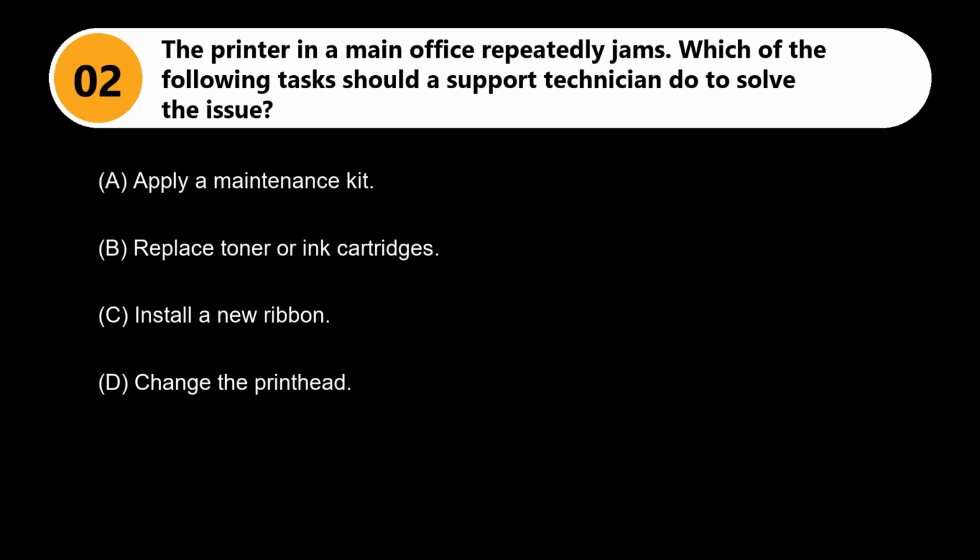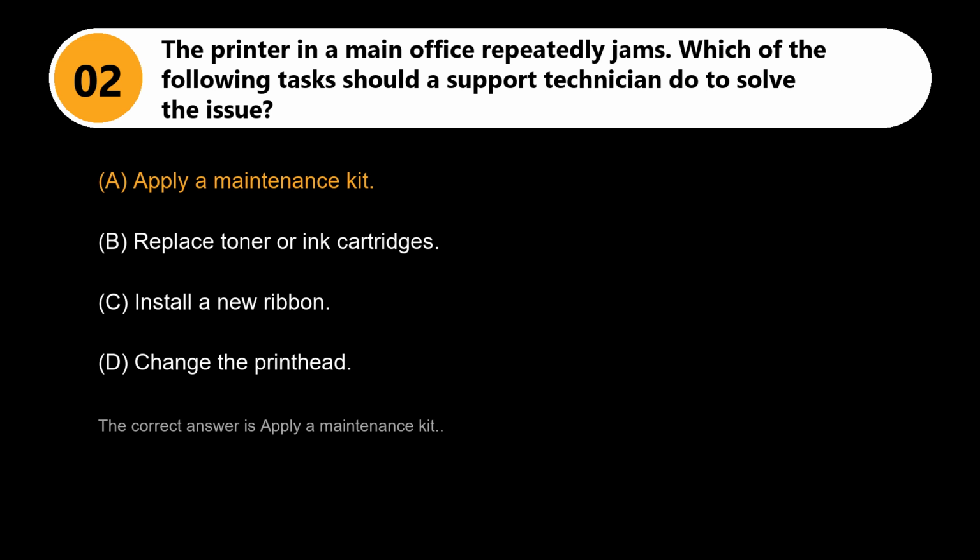Question 2. The printer in a main office repeatedly jams. Which of the following tasks should a support technician do to solve the issue? Option A, apply a maintenance kit. Option B, replace toner or ink cartridges. Option C, install a new ribbon. Option D, change the print head. The correct answer is option A, apply a maintenance kit.